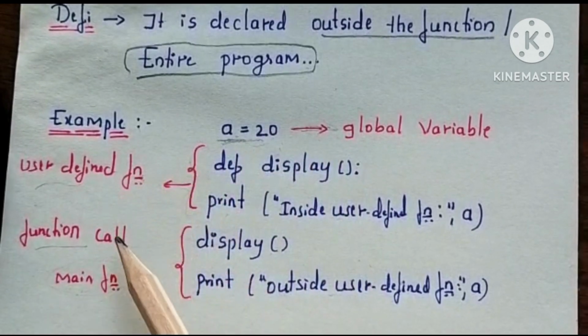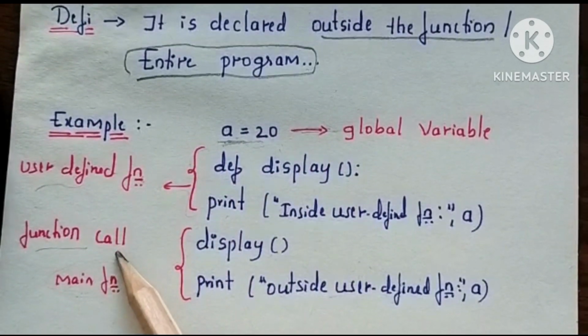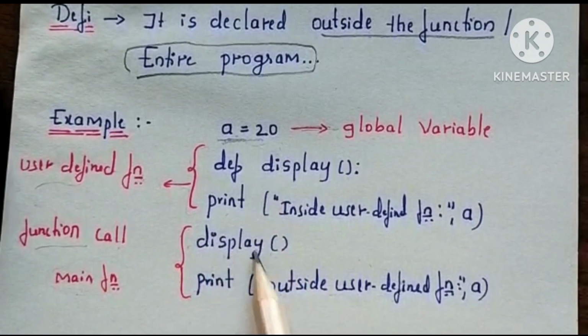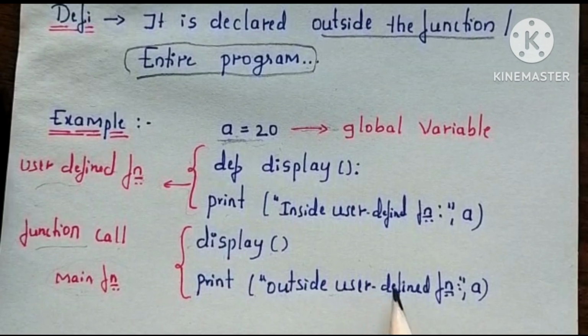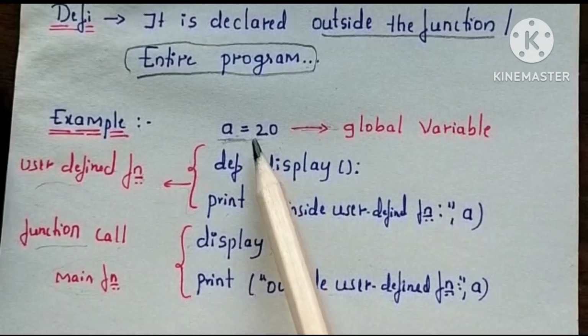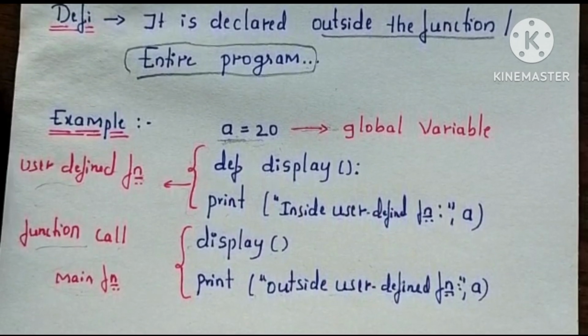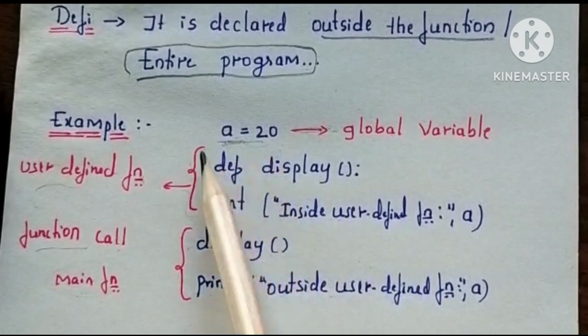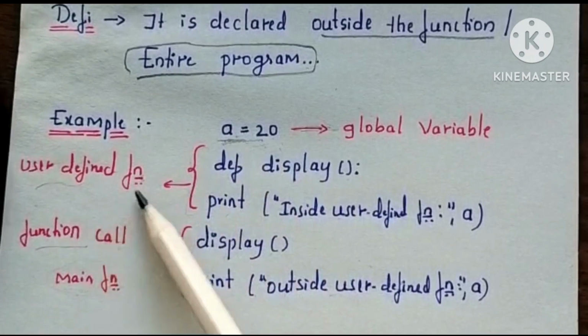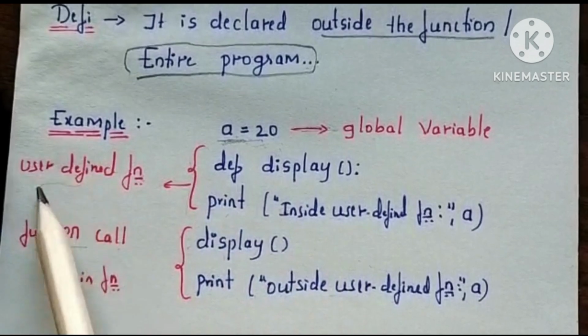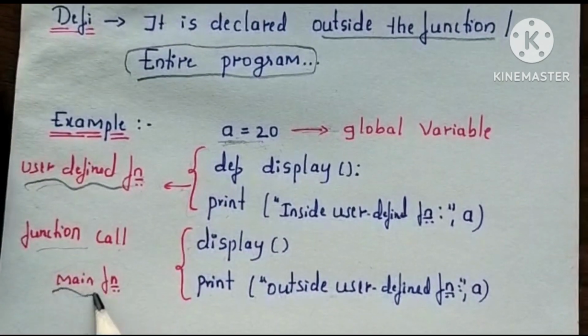After the user defined function, the call should be written, display, print outside of the user defined function. Now a is written just above the user defined function, so a is a global variable. So this a value can be used in the entire program. That means this a value can be used in both this user defined function and this main function also.